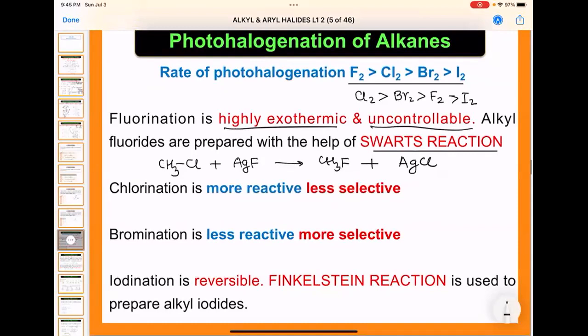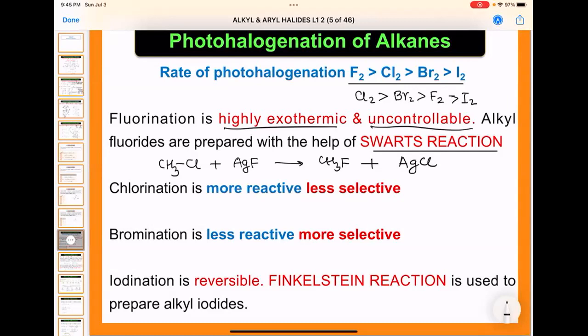And so fluorination is never carried out directly. It is so exothermic that it breaks even the carbon-carbon bonds. So if you take ethane, propane, they will all break and form an alkane with one carbon.